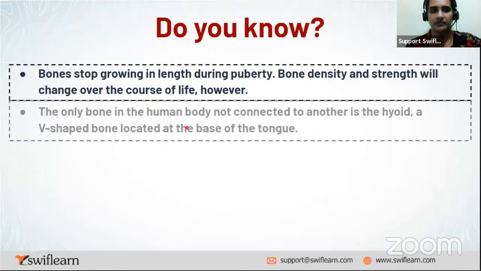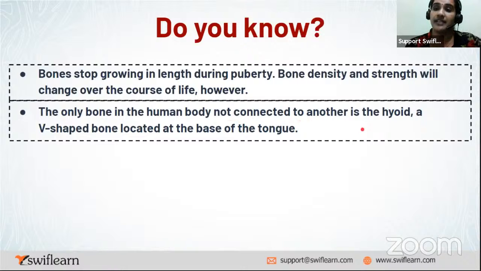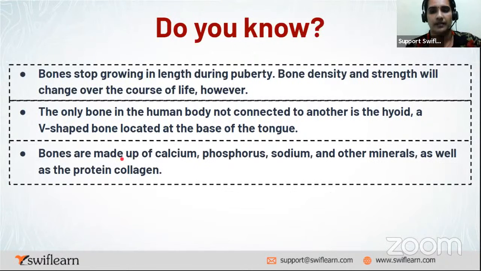However, the only bone in the human body not connected to another is the hyoid, a v-shaped bone located at the base of the tongue. One bone is located at the base of the tongue. It is v-shaped and it is the only bone which is not connected to any other part.